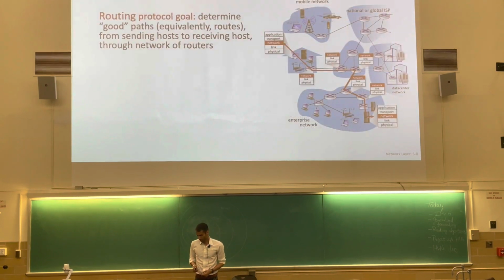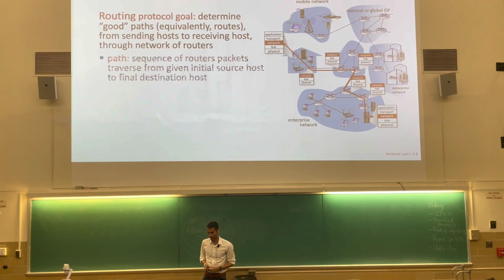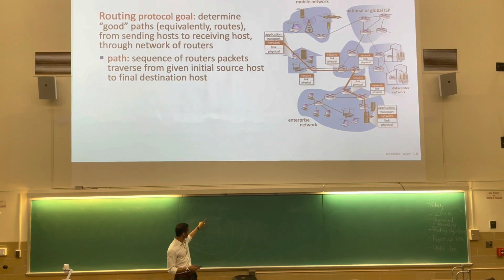So there's two classes of protocols: link state routing protocols and distance vector routing protocols. So let's start with the goal of routing, right? That's path computation. Routing is trying to compute paths from an endpoint to endpoint, host to host in general. But we're focusing specifically at this layer right now and trying to compute good paths.